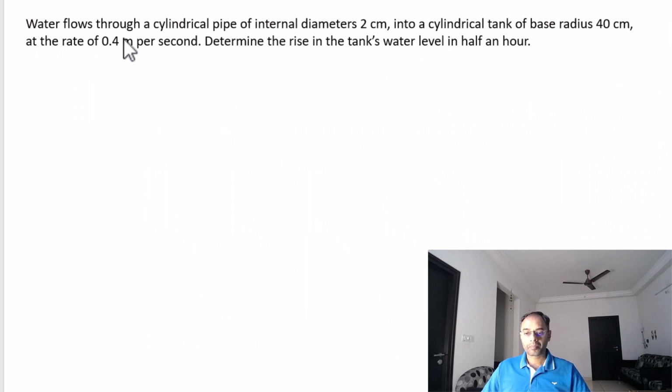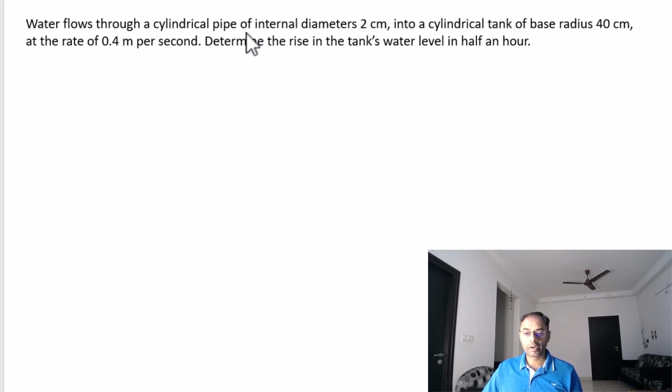Water flows through a cylindrical pipe of internal diameter 2 centimeters into a cylindrical tank of base radius 40 centimeters at the rate of 0.4 meters per second. Determine the rise in the tank's water level in half an hour. So there is a time element involved and there is a speed element involved. So two new things in surface area and volume. But before that, let's again read the question.